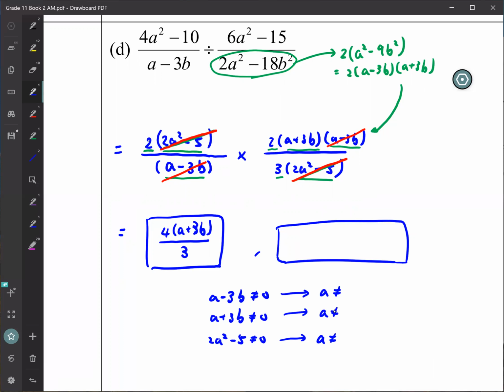Jason, for the last one, shouldn't it be 2a squared? For the last one, yeah, 2a squared minus 5. You need to isolate A. Oh okay. Yeah.